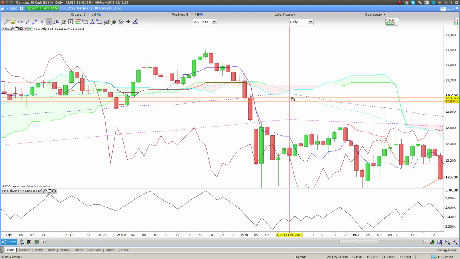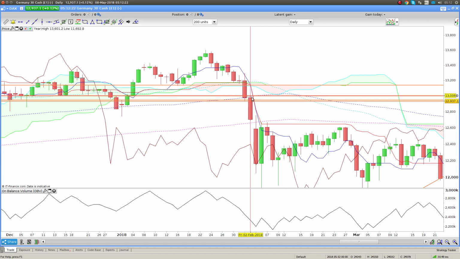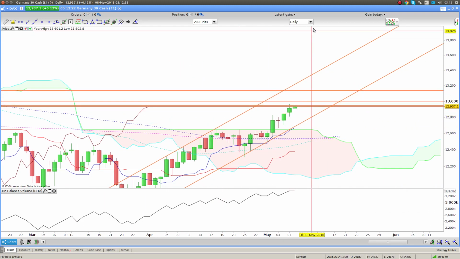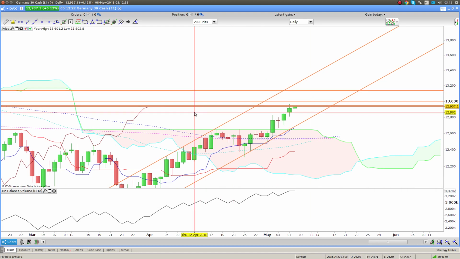And the last thing that we need to do is just put this line in on this tail. That is my zone of resistance right now on the daily.